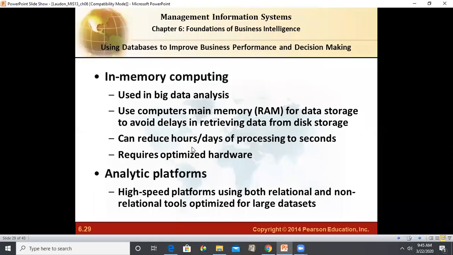In-memory computing, on the other hand, is used for big data analysis. We use the RAM, or the computer's main memory, for data storage, which avoids delays in retrieving data from disk storage. So in memory, it retrieves data from the memory. It can reduce hours or days of processing to just a second, and requires optimized hardware.